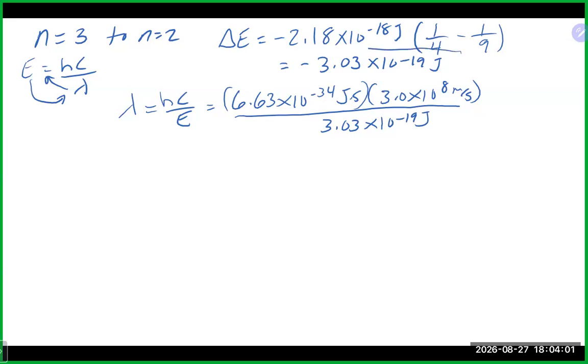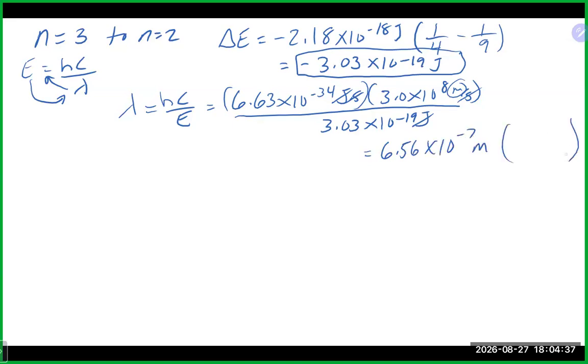Just like we did previously, we are going to keep the negative for our energy value, as that's important for energy. Also, the electron is going from higher energy to lower, so once again we would expect our energy to be negative. Canceling out our units, that's going to leave us meters for our wavelength. So 6.63 to the minus 34 times 3 to the 8 divided by 3.03 to the minus 19 is going to get us, I believe, 6.56 times 10 to the minus 7 meters.